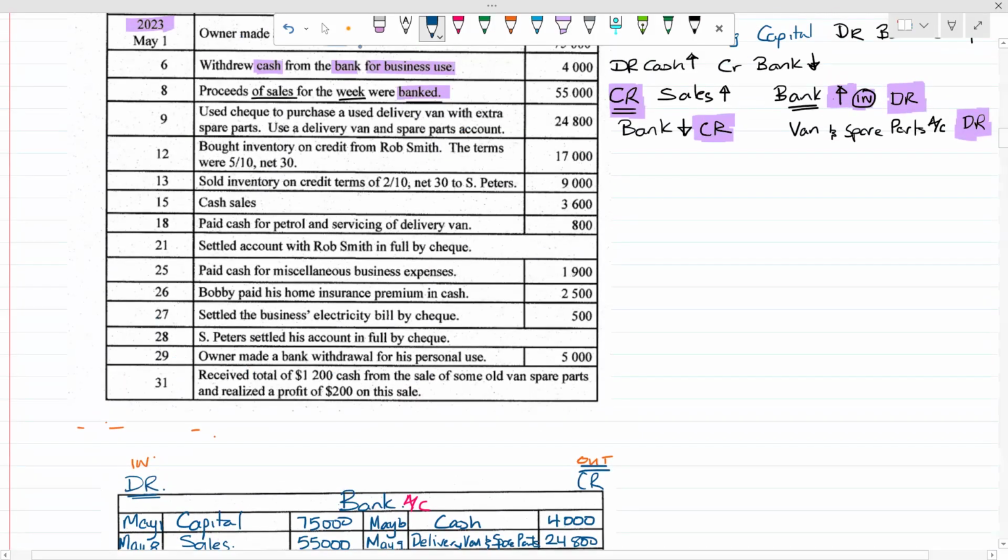All right. We bought inventory now on credit from Rob Smith. The terms are 5/10 net 30. Anybody know what 5/10 net 30 means?